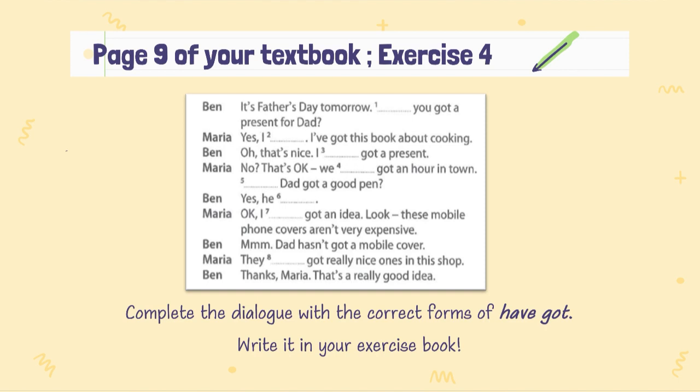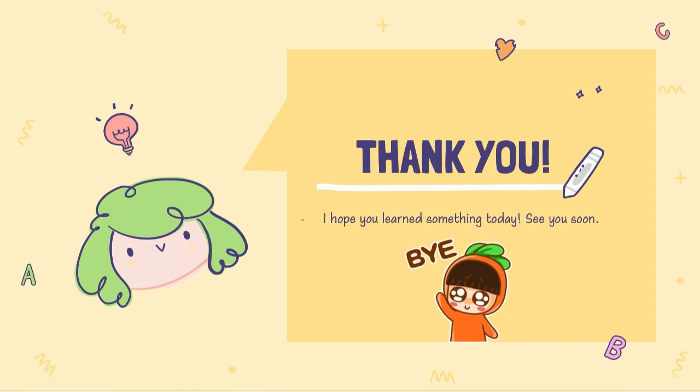In your textbook, page 9, exercise number 4. There's a dialogue. You need to complete the dialogue with the correct forms of have got, and then you need to write them in your exercise book. Alright? I think that's all for today.